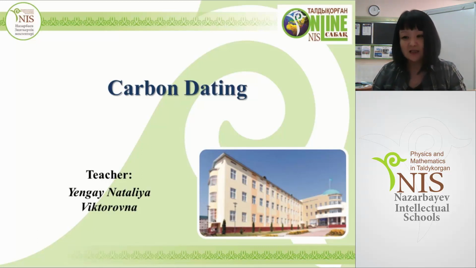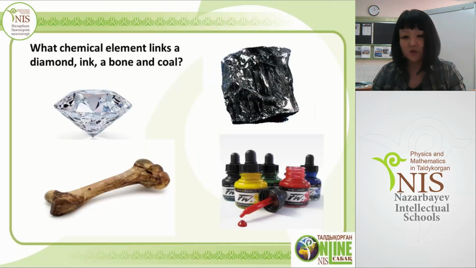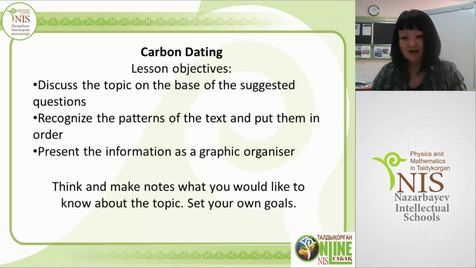But firstly, I'd like you to answer the question: what chemical element links a diamond, ink, a bone, and coal? Of course, that is carbon. So, as you saw, the topic of our lesson is carbon dating. But how do you understand the topic of this lesson? You know that carbon is a chemical element. Dating is a process to identify the age. Carbon dating is a process when we identify the age of different fossils with the help of carbon.